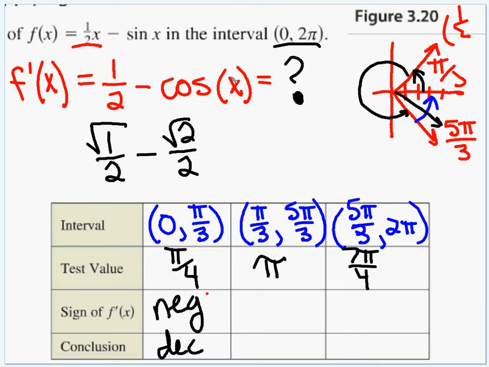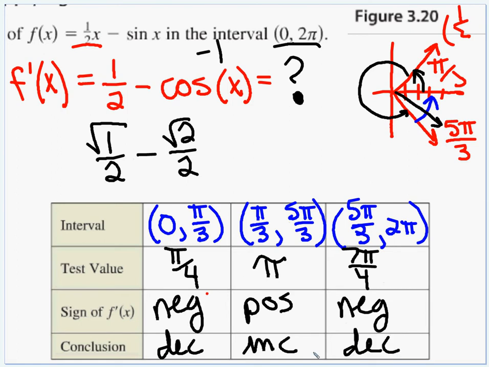Cos at pi is -1. But we have this as a minus, so that's going to be minus a -1. That'll change to plus. 1/2 plus a little more is positive. And our function is increasing on that interval. 7/4 pi. Cos, just like here at 1/4 pi, 7/4 pi has the same cos, positive square root of 2 over 2. So that's going to be the exact same output as our first interval, negative and decreasing.